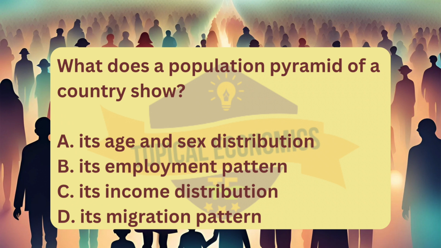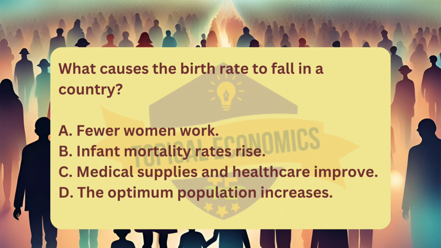Moving to the 11th question. What causes the birth rate to fall in a country? A. Fewer women work. B. Infant mortality rates rise. C. Medical supplies and healthcare improve. D. The optimum population increases. Reference, 2020 October-November version 2. The correct answer for this question is option C. Medical supplies and healthcare improve.